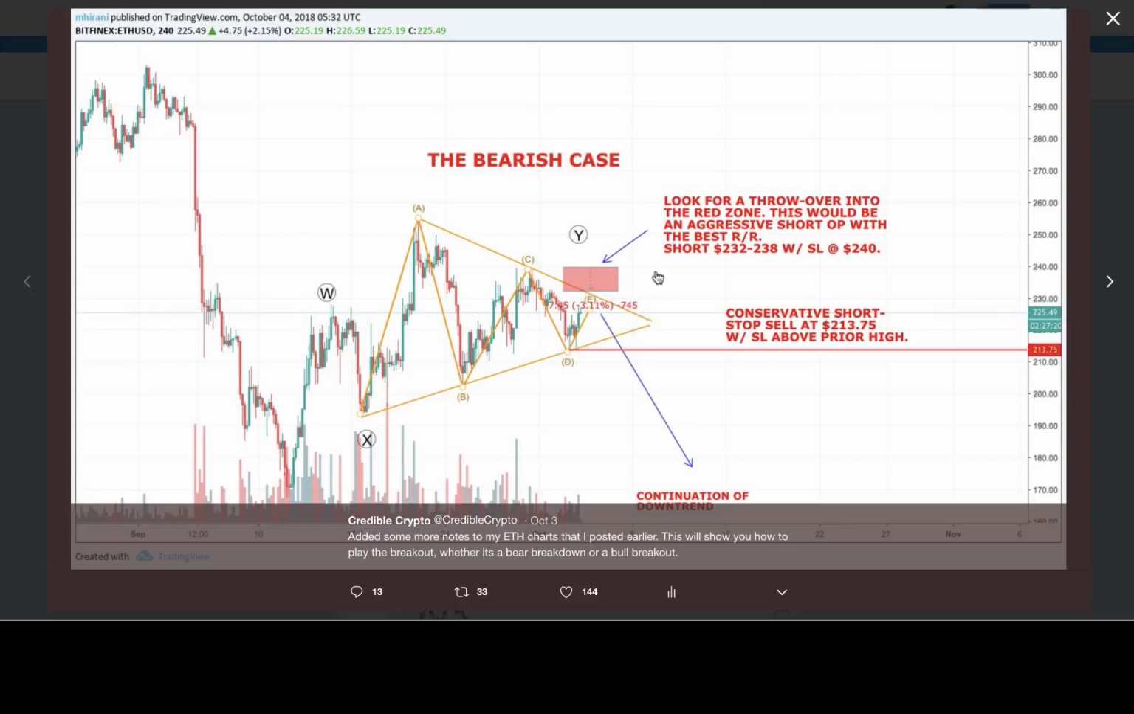Now, on the flip side, if you want to be more conservative, right? So let's say this count is completely wrong and we end up breaking up and going a lot higher, and you don't want to take the risk of getting stopped out. The other side would give you a conservative short with a stop sell at 213.75.